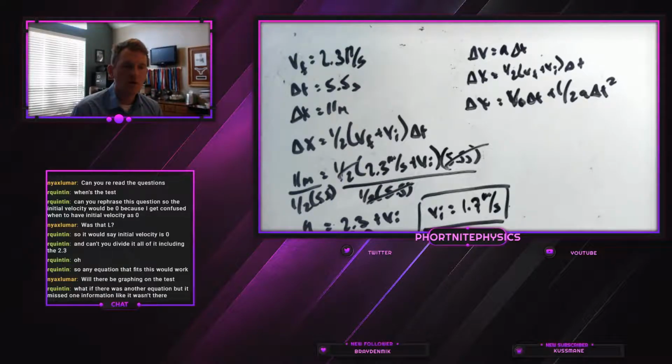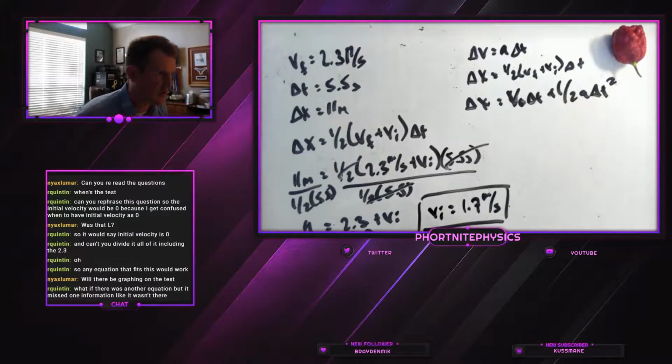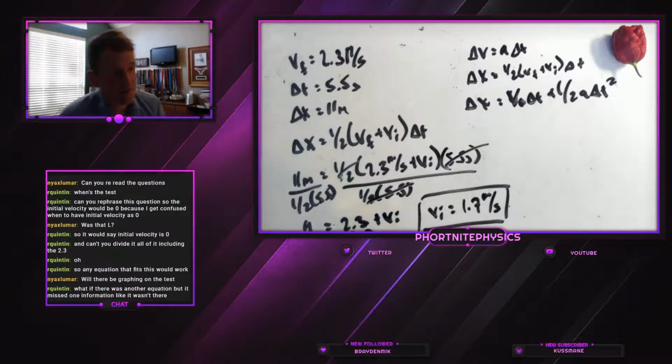What if there was another equation but it was missing one piece of information? Just like we did in class today, just because it uses different information doesn't mean that it's wrong. But if it has so much missing information that there's more than one unknown in it, then you can't use that equation by itself. You would need more information in order to be able to use it. Does that answer your question?